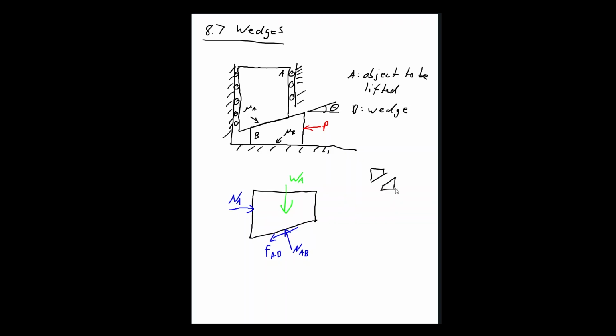Right, this would be A, that's B. And so this block here is going to move relative to this surface, right? They're sliding past each other. This block is moving in this direction. That block is not moving left or right. It's only going up or down, right?